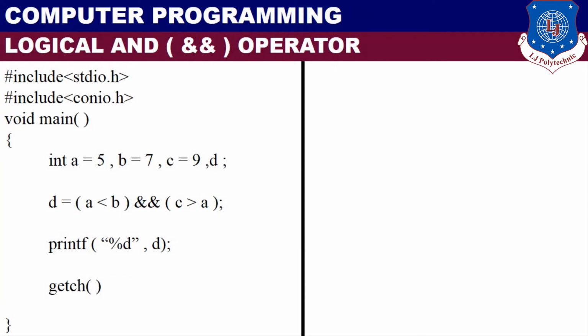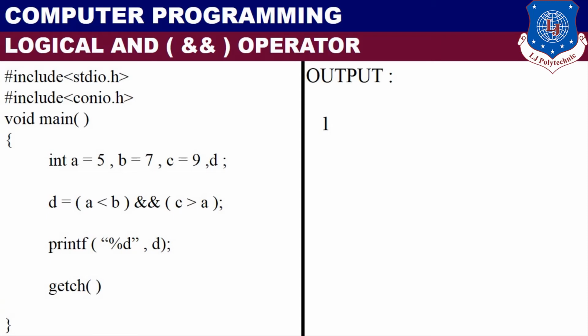So a less than b, 5 less than 7, which is true. c greater than a, 9 greater than 5, which is also true. So our answer will be 1. So you can see in the output our answer is 1.